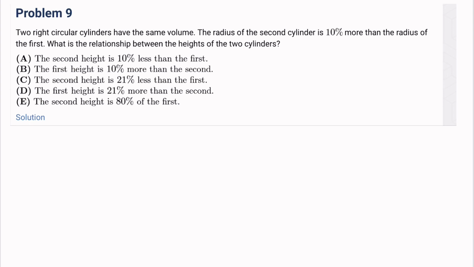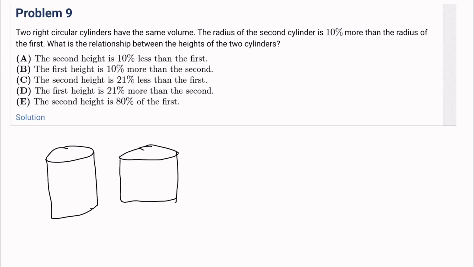Number 9. 2 right circular cylinders have the same volume. The radius of the second cylinder is 10% more than the radius of the first. What is the relationship between the heights of the 2 cylinders? Okay, so we have 2 cylinders, but the radius of the second is 10% more. So the first will be a little bit higher, and the second will be a little bit lower and a little bit bigger, like that, right? And so since the radius of the second is 10% more, then let's just say that the radius of the first is 10 and the radius of the second is 11. That way this condition is satisfied.